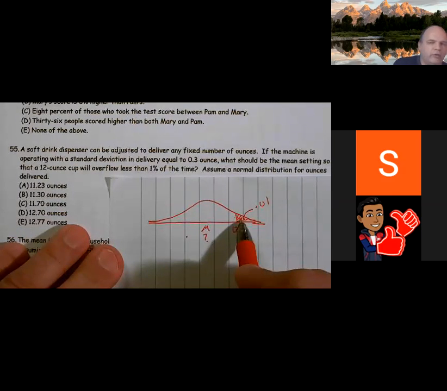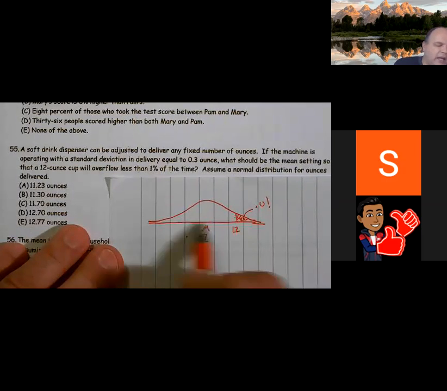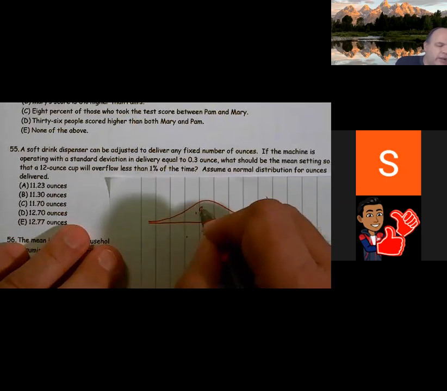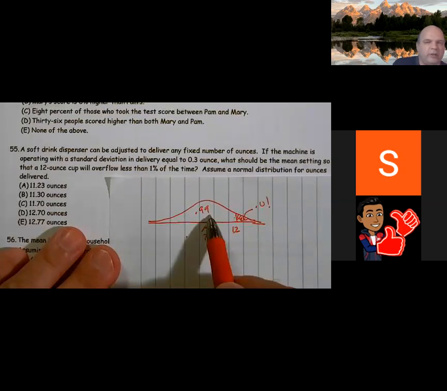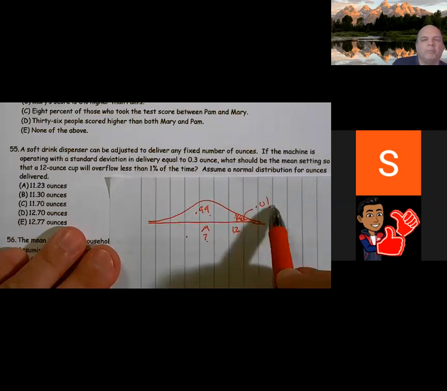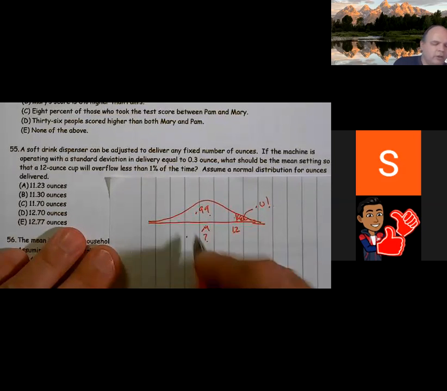Well, it overflows how much of the time? 1% of the time. And 99% of the time, which is this area down here, it won't overflow. So basically the machine's going to be set up so that 99% of the time it doesn't overflow, 1% of the time it does. So Z equals X minus mu over sigma, because it's a normal.